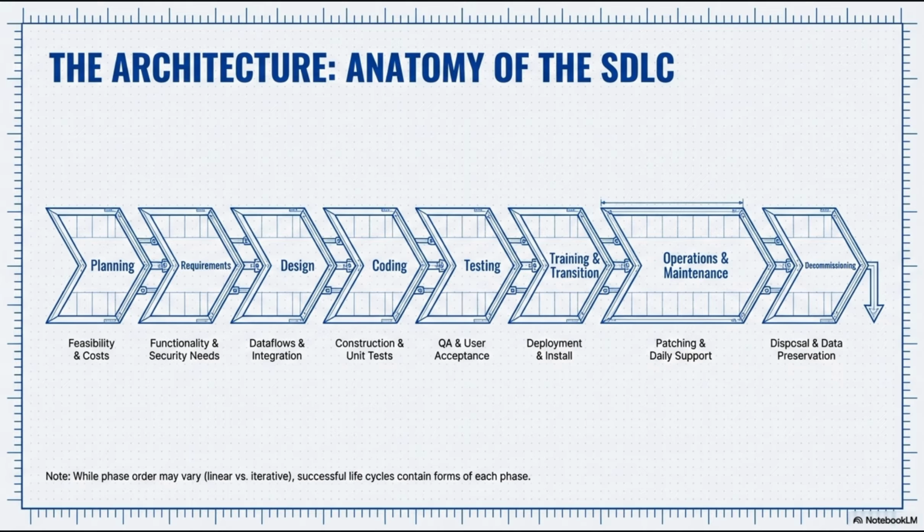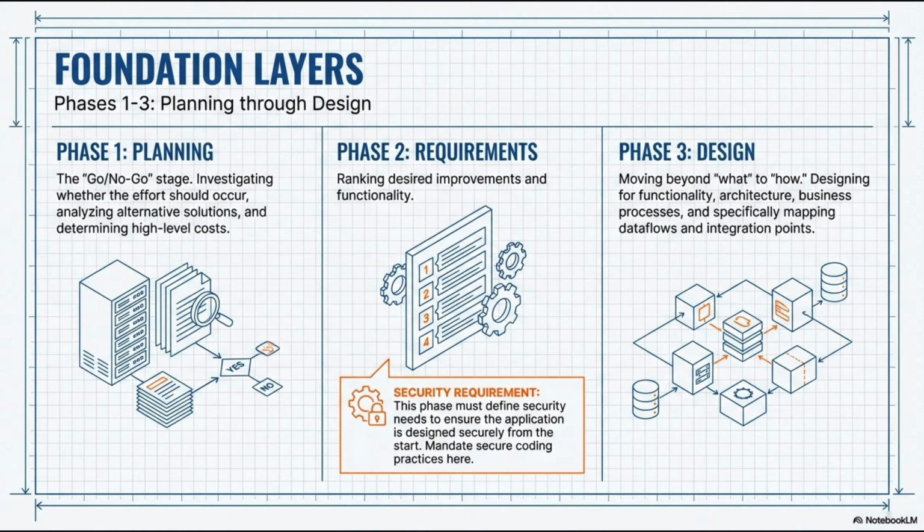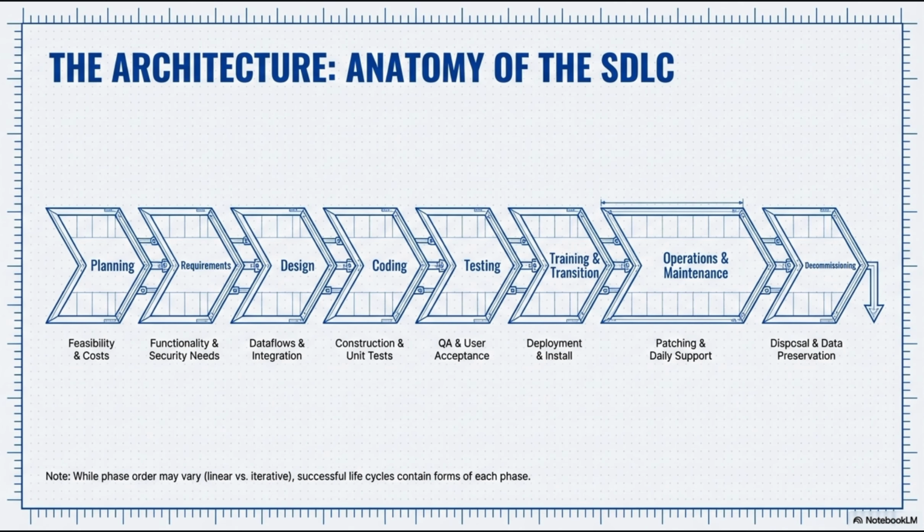Now, while the phase order may vary, that is linear versus iterative, successful life cycles contain forms of each phase. Now, the foundation layers are phases 1 through 3, planning through design. So you can see planning through the design.